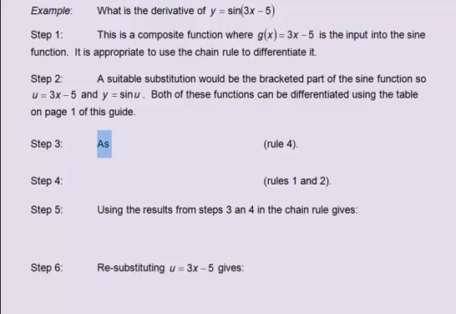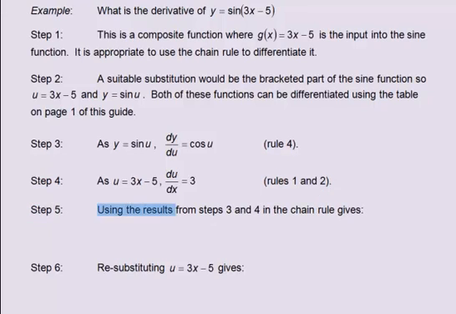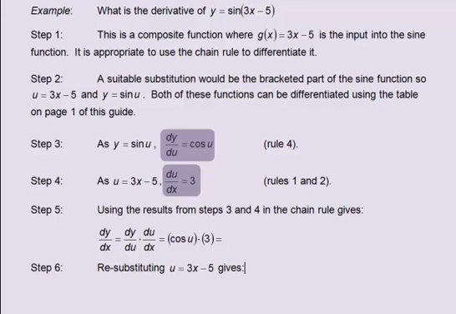Step 3. As y equals the sine of u, dy by du equals the cosine of u, using rule 4. Step 4. As u equals 3x minus 5, du by dx equals 3, using rules 1 and 2 to differentiate minus 5 and 3x respectively. Step 5. Using the results from steps 3 and 4 in the chain rule gives dy by dx equals dy by du from step 3 multiplied by du by dx from step 4, which equals cosine of u multiplied by 3, which equals 3 cosine of u. Step 6.